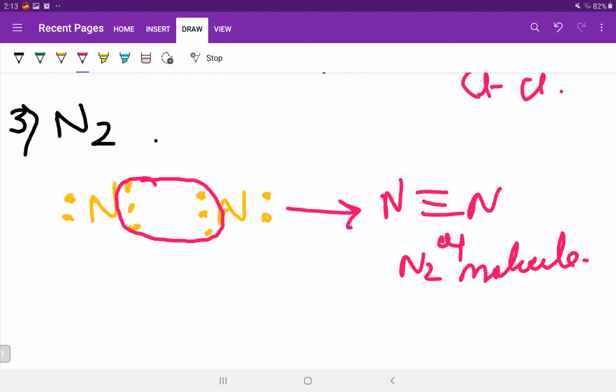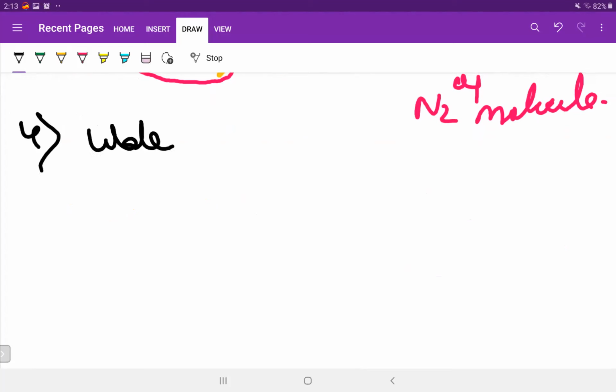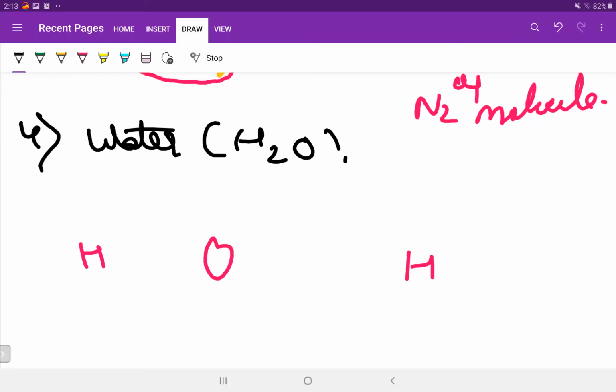Fourth one, water. Water is very often asked. H2O. So H2O, how to make it? H we know, O we know. Oxygen we are having 6 electrons, 1 2 3 4 5 6, and hydrogen we are having 1. So hydrogen bonds: hydrogen will take 1 of oxygen and 1 of oxygen.